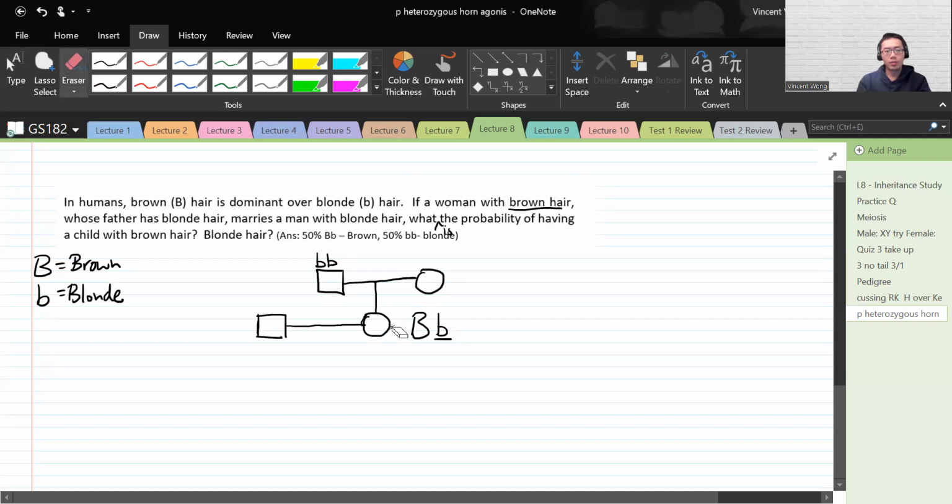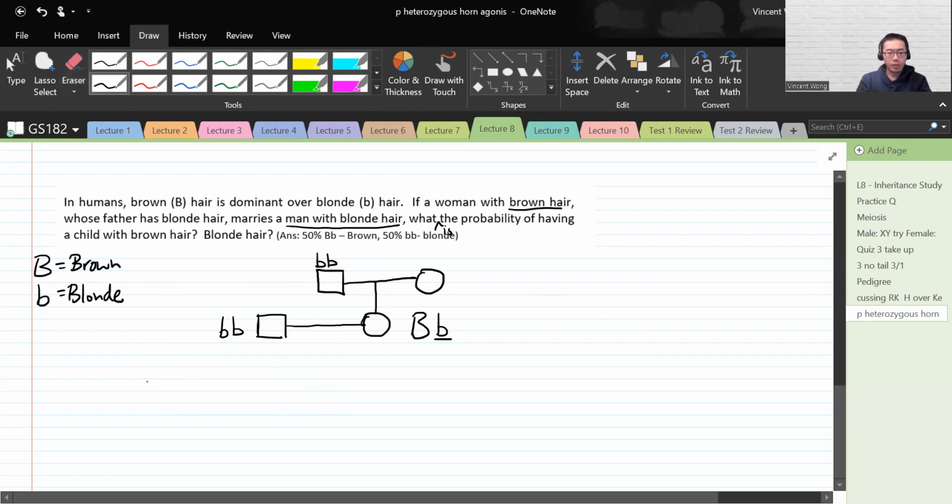So based on this information about her dad, we know she is going to be heterozygous. So who does she marry? She marries a man with blonde hair. Blonde hair, there's only one possibility. It must be small b, small b. So now they're going to have kids. I want to know what's the probability that the kid will have brown hair or blonde hair.